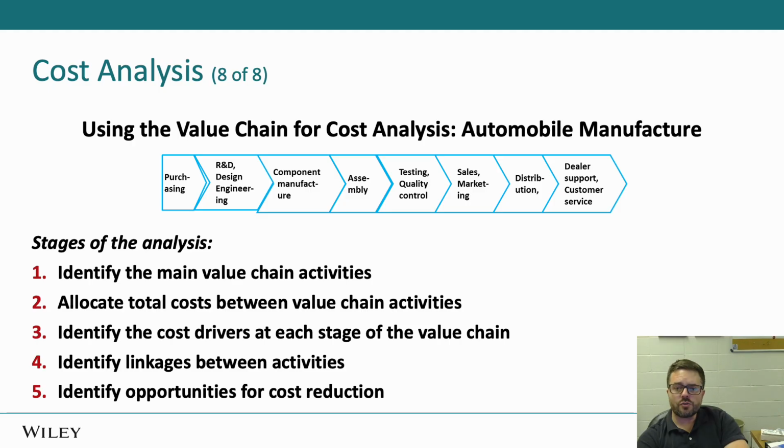Figure out what the cost drivers are. What is the activity at each stage that is driving those costs? And then figure out if there's any way to reduce those costs or any way to get synergies between those costs. Is there anything we can be doing in the design engineering that will reduce our costs in the production stage or the component manufacture? We just looked at that a second ago. Can we standardize some of the parts when we're designing this product?